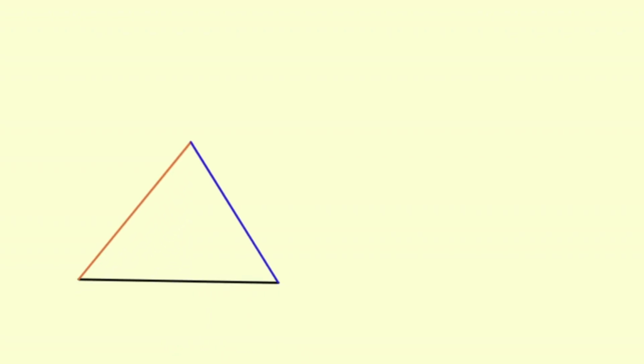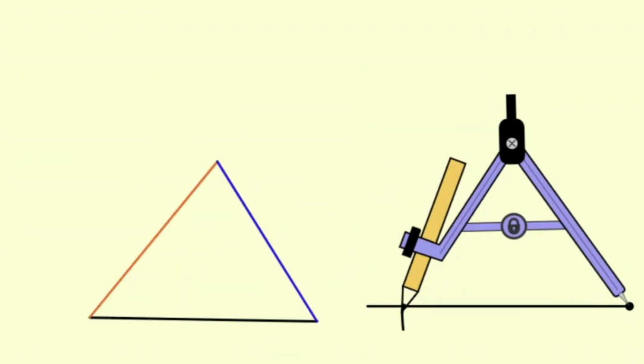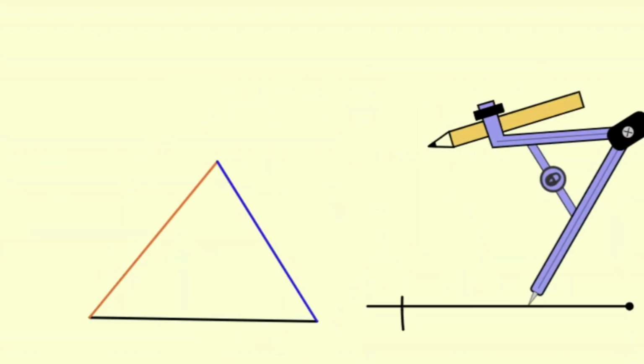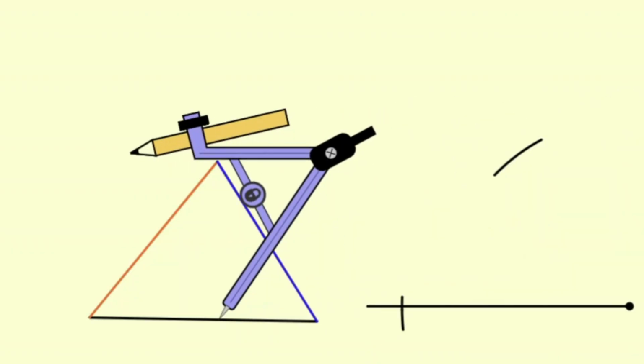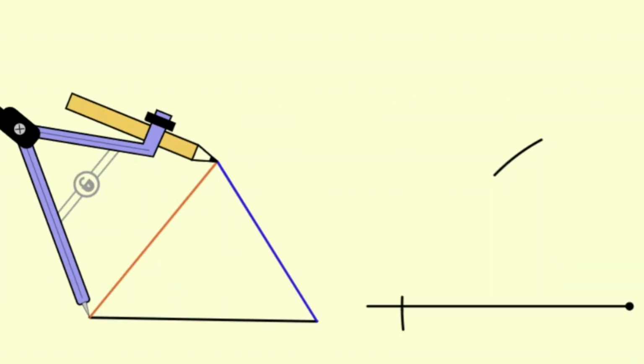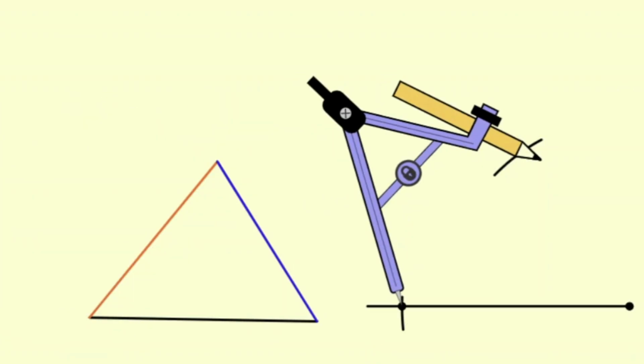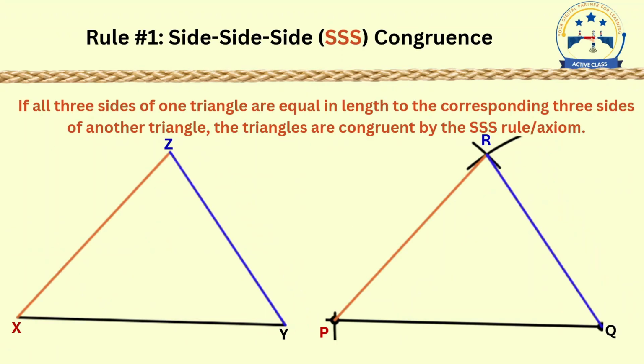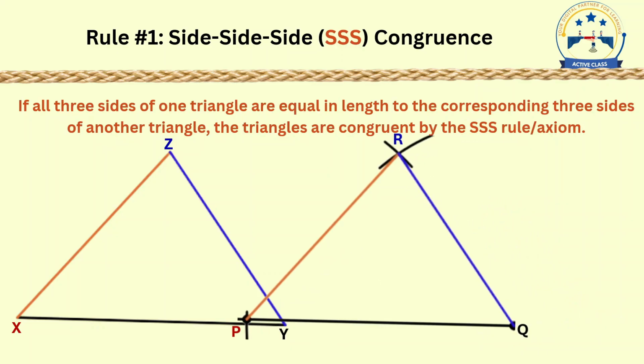Try this. Draw any triangle, then use your ruler and compass to make another with the same three side lengths. Guess what? You just created two congruent triangles by SSS axiom. Trust me, they are equal in shape and size. See?